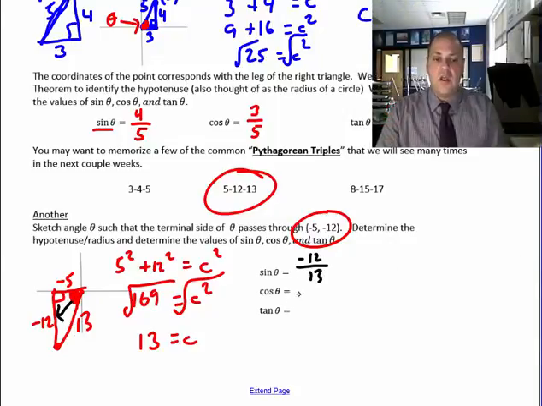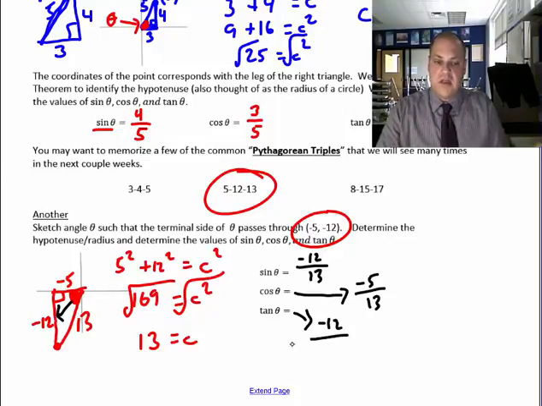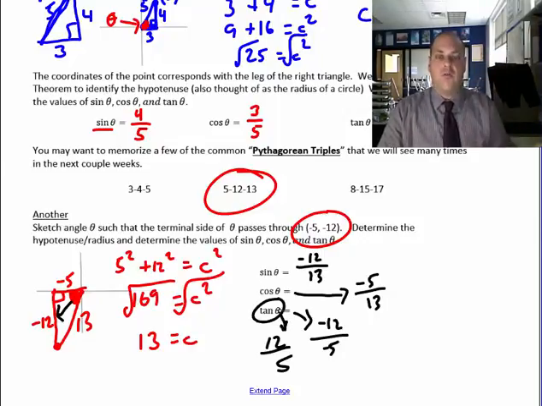That's all we want to do. The cosine: adjacent, -5 over hypotenuse, 13. And then tangent: opposite, -12 over adjacent, -5. Opposite over adjacent. And then negative over negative is positive, so this just comes out to be 12 over 5. So my tangent is the ratio 12 over 5.